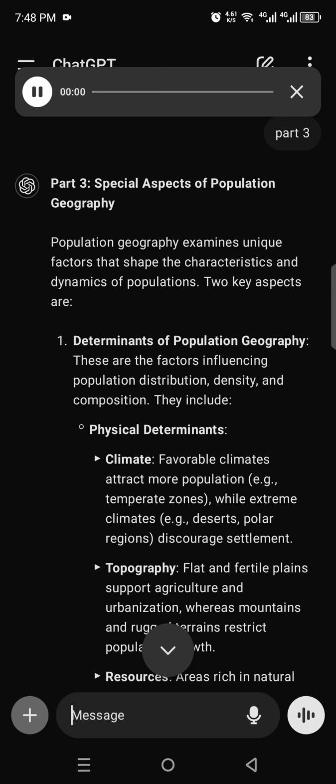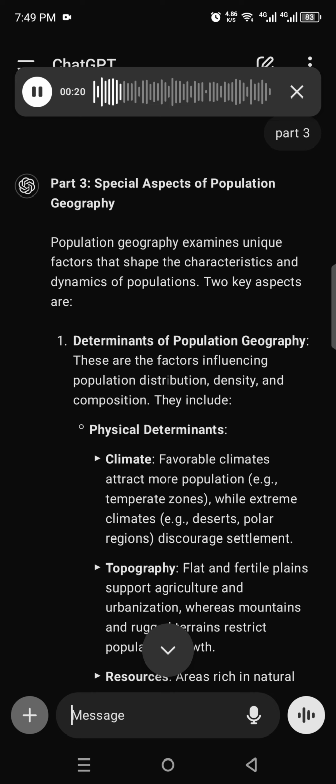Part 3. Special aspects of population geography. Population geography examines unique factors that shape the characteristics and dynamics of populations. Two key aspects are: 1. Determinants of population geography. These are the factors influencing population distribution, density, and composition.